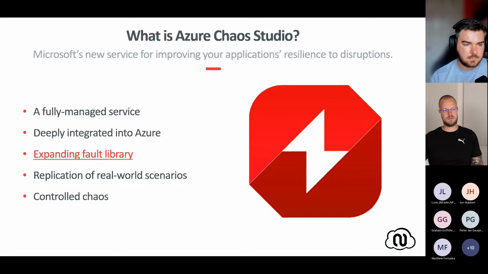So, on the 2nd of November last year, in 2021, Microsoft announced Azure Chaos Studio, which is their service to improve application resilience and disruption. And Microsoft made it a fully managed service, which doesn't require you to do any management or maintenance and is deeply integrated into Azure. So you can use Azure Resource Manager and leverage ARM templates, Azure Policy, role-based access, etc.